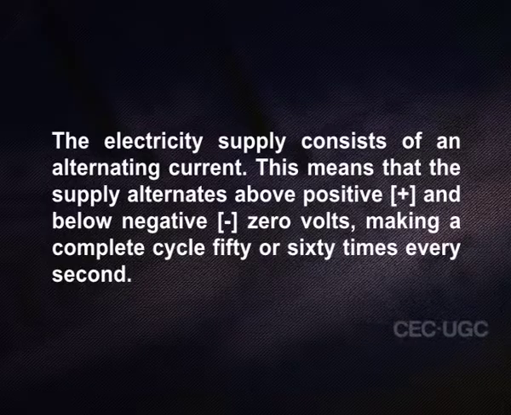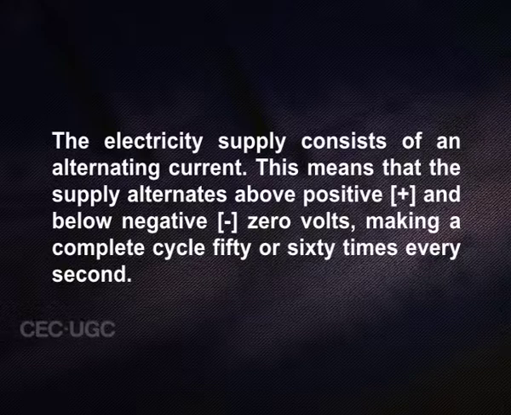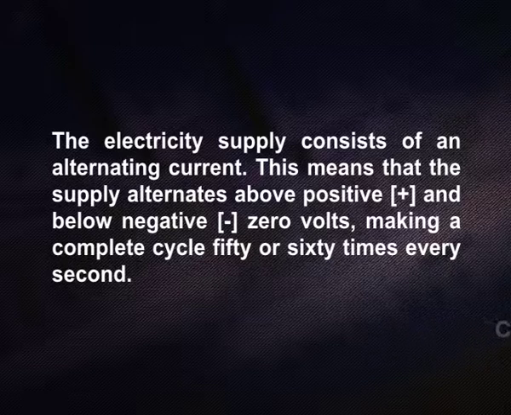In order to fully understand the way dimmers work, some basic electrical knowledge is necessary. The electricity supply consists of an alternating current. This means that the supply alternates above positive and below negative 0 volts, making a complete cycle 50 or 60 times every second. 2 SCRs are required to control AC, alternating current, as current can pass only one way through them. Therefore, the pair of SCRs is wired back to back, one controlling the positive half of the cycle and the other controlling the negative half.